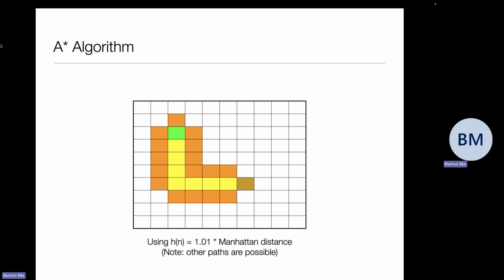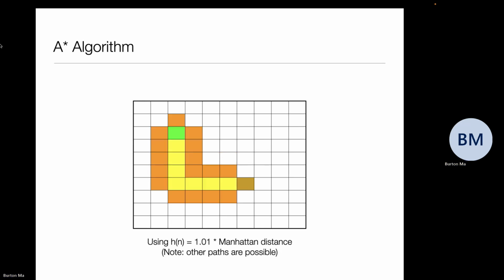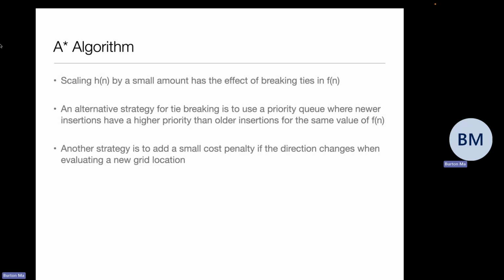Really what's happening here is that you're breaking the ties that used to exist. We had lots of nodes that had an 8 in them. Here you don't have that case anymore. The closer you get to the goal, the smaller the value of f(n) gets. So rather than expanding that one, you're always going to expand nodes closer to the goal. So scaling h(n) by a small amount has the effect of breaking ties in our total cost function f(n).